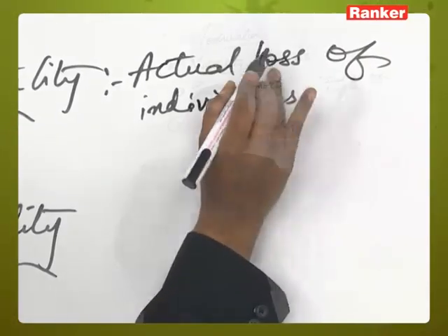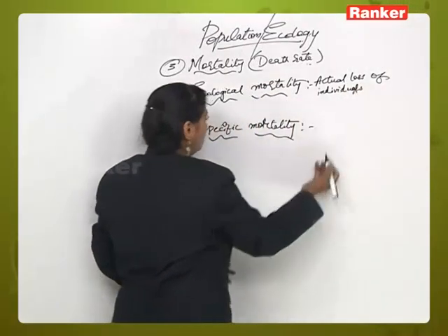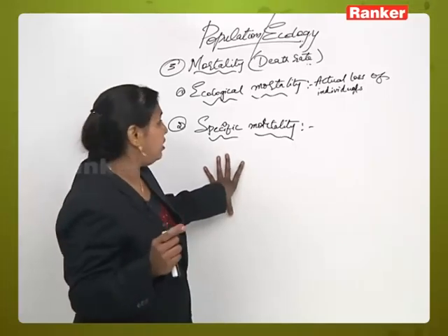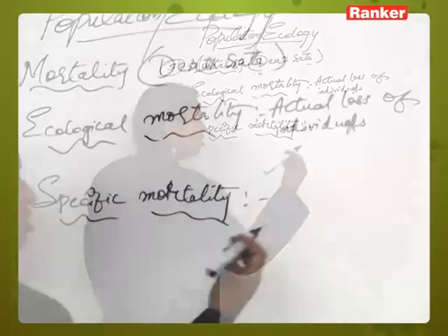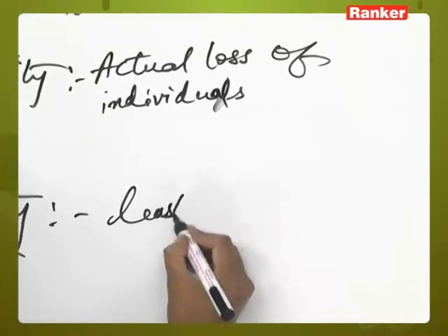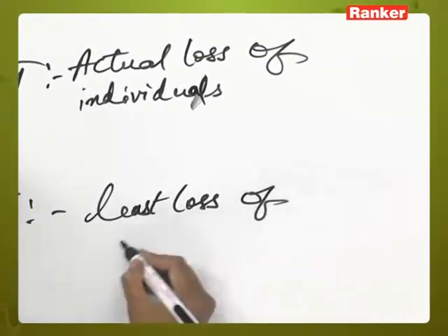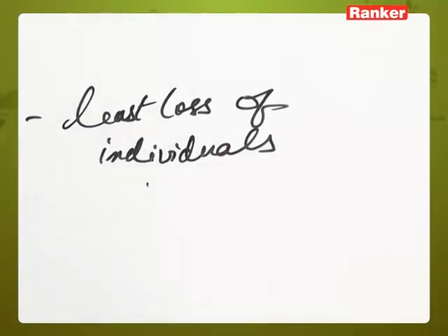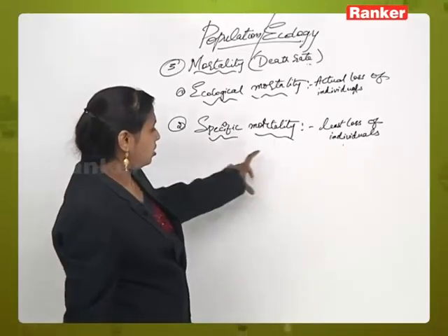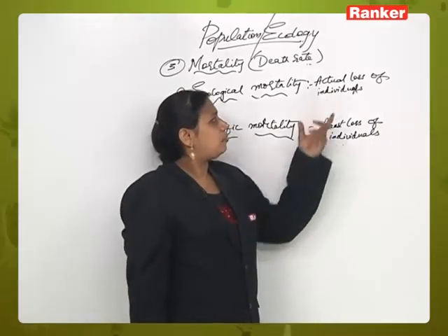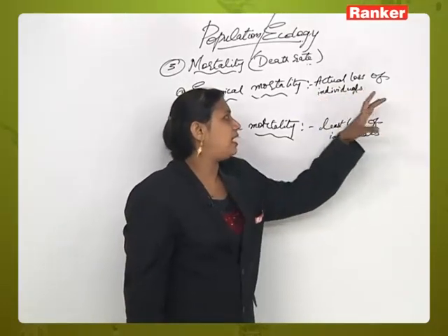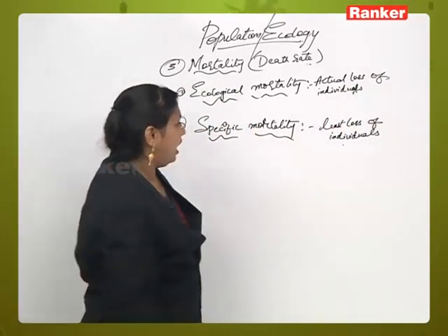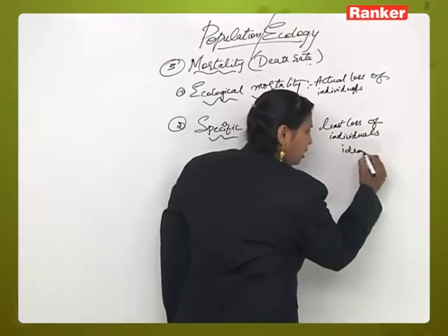Now, what is specific mortality? It is nothing but the least number of deaths in a population, the least loss of individuals in a population. So this is the least loss of individuals in a particular population, and ecological mortality is the actual loss of individuals in a population. This least loss of individuals is under ideal conditions in a particular population.